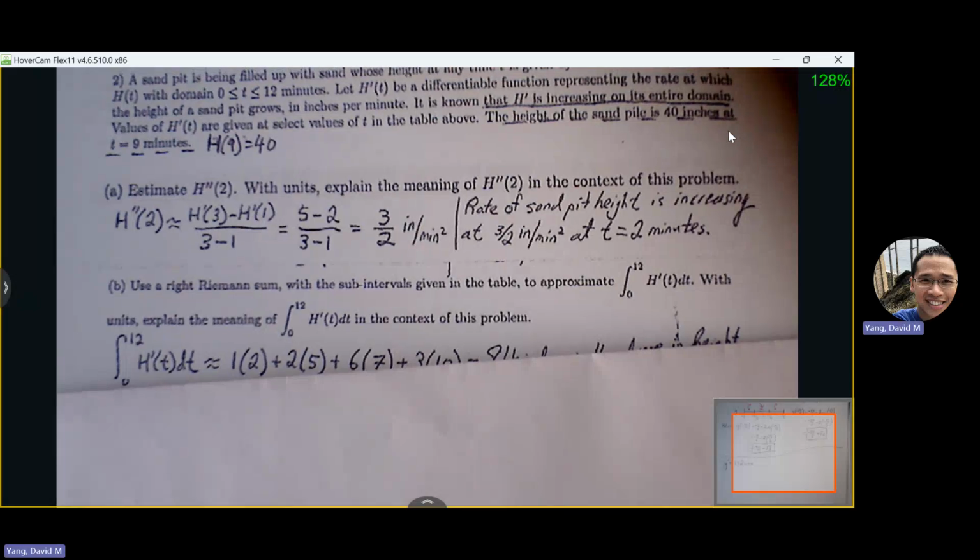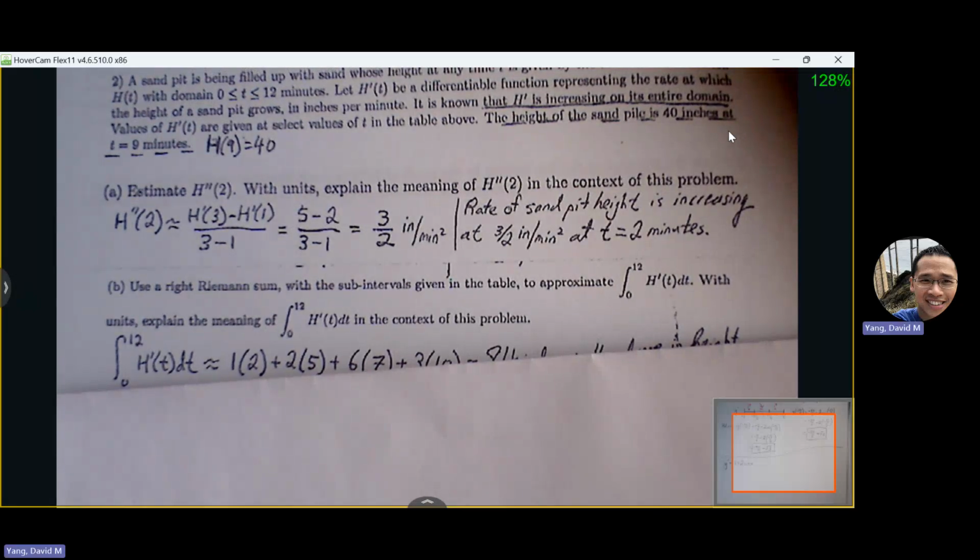H double prime of 2 ends up giving us 3 halves. So the way we can interpret it is we'd want to use the word acceleration. We want to say the rate is increasing, right? The rate of the height change is increasing at 3/2 inches, or 1.5 inches per minute squared.